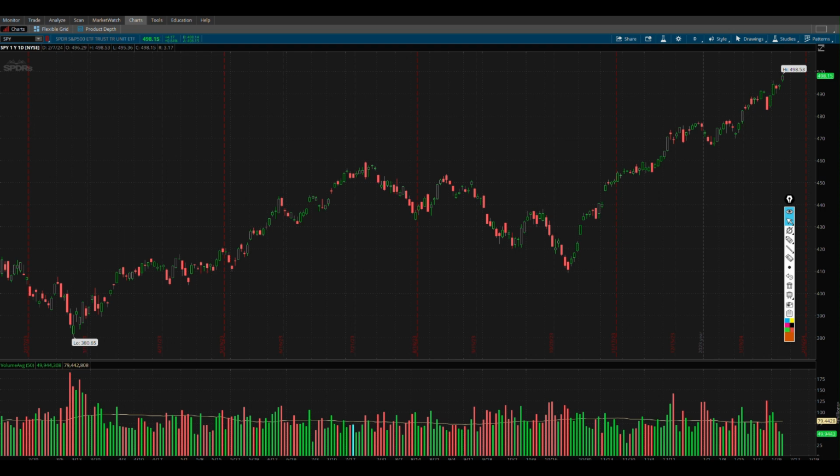Hello there. Let's dive into swing trading using the Keltner channel indicator. We are focusing on the daily chart of the SPY ETF.